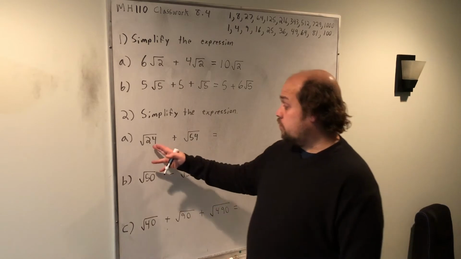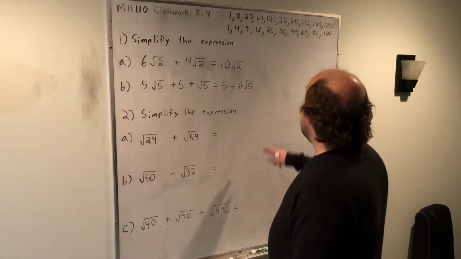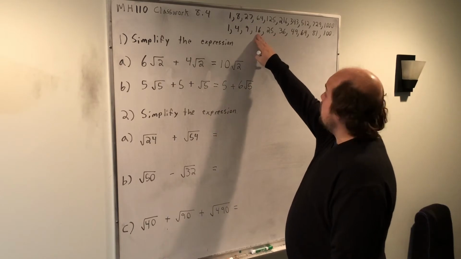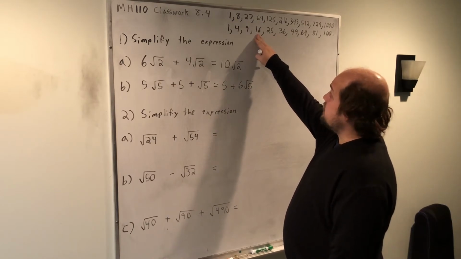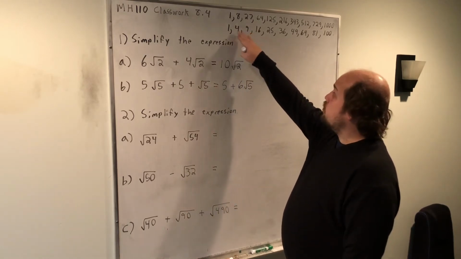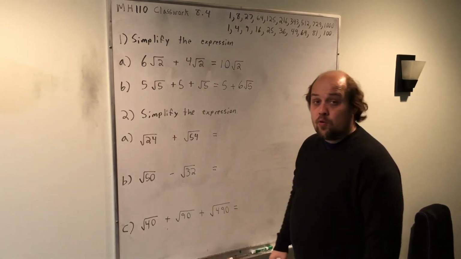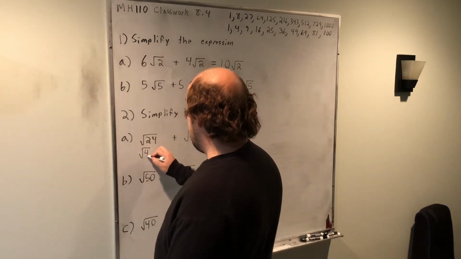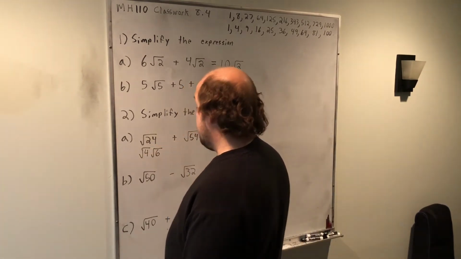So when I look at the root of 24, I go to my list of perfect squares. I see 25 is too big, so I try 16. 24 divided by 16 doesn't give me a whole number. I try 9, doesn't give me a whole number. 24 divided by 4 does give me a whole number, specifically 6. So I know to break this up into the root of 4 times the root of 6.